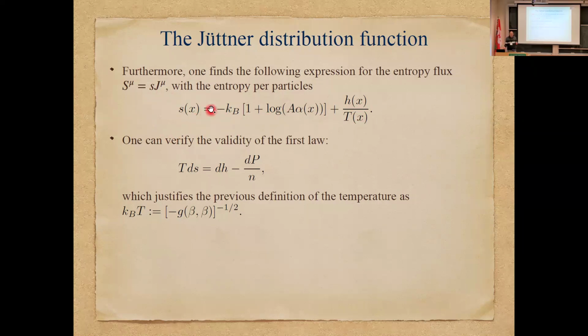And now the nice thing is that if you vary this class of Newton distribution functions, you vary alpha and beta, then you will find that this equation is satisfied: TdS equals dH minus dP over n. These are variations just within this Newton distribution model, and this is the first law of thermodynamics. So this reinforces that this T really describes the temperature in this case.